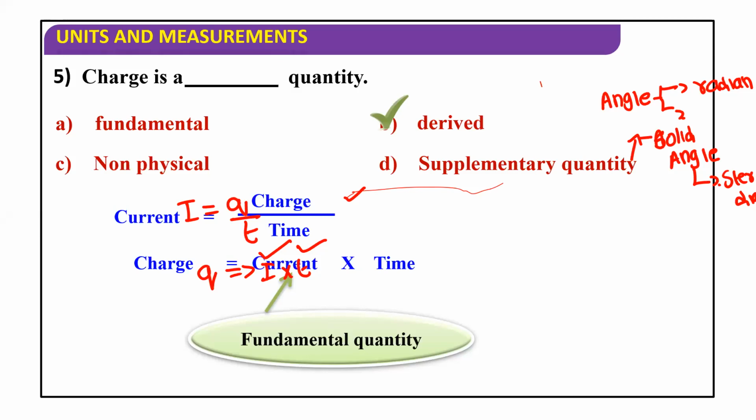The above equation can be rewritten as charge is equal to current multiplied by time. Charge is equal to current multiplied by time. Written? Completed, sir. Okay.